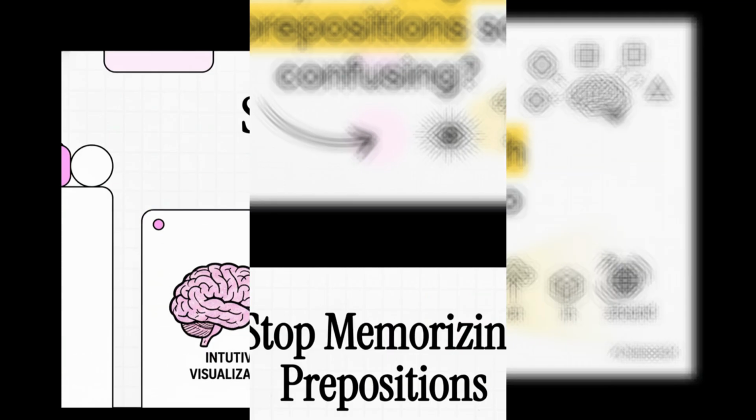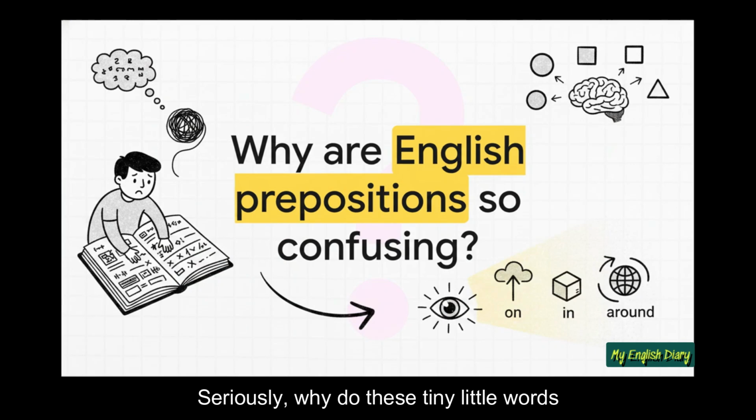Let's get into it. Seriously, why do these tiny little words cause so much pain? If you've ever found yourself staring blankly at an endless grammar handout, desperately trying to memorize rules and a million exceptions, you are definitely not alone. But here's the secret. Native speakers, they don't memorize lists, they visualize. And today, I promise you, by visualizing these words, we are going to end the confusion once and for all.